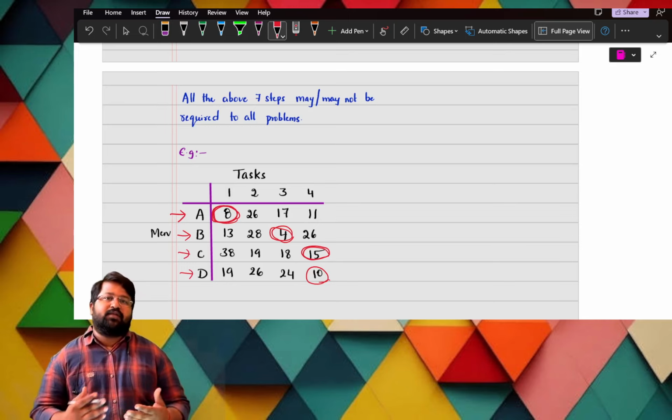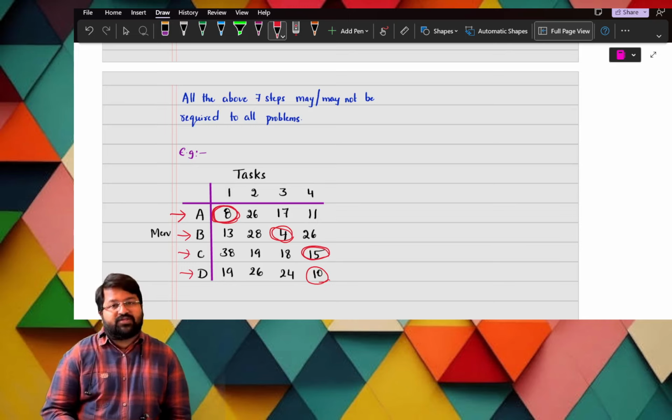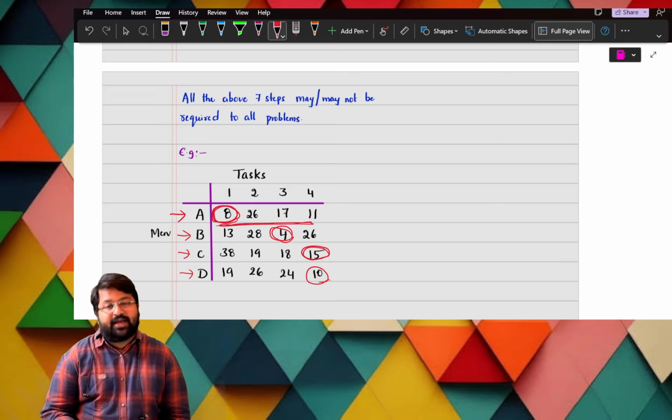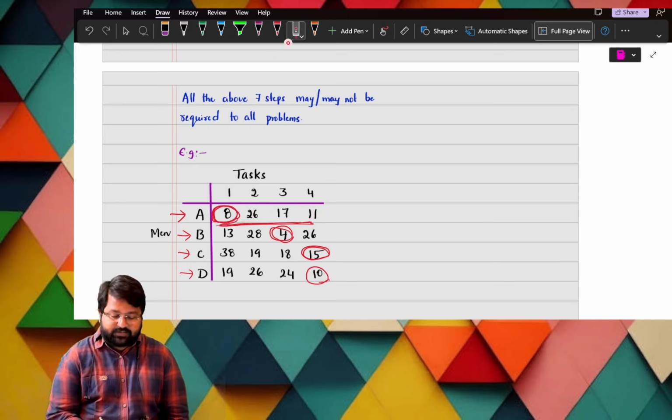Okay. So what is the next step? The least element has to be deducted from the respective elements of the row. So this is row A. This 8 has to be deducted from each element of A. I have to deduct the least number. Now what will be our new matrix, ma?